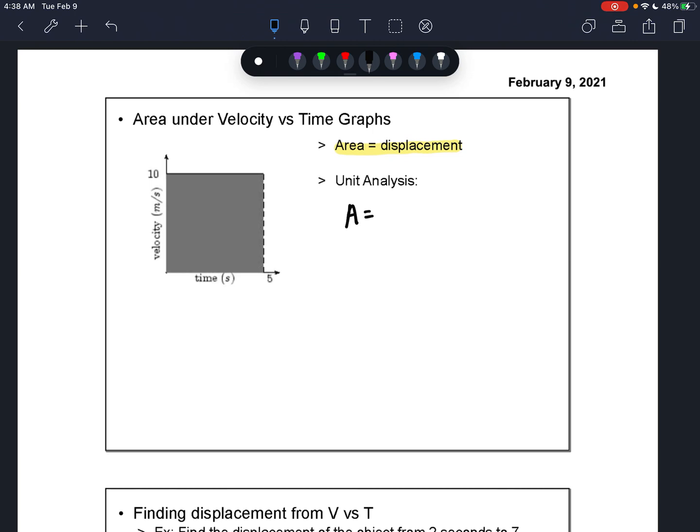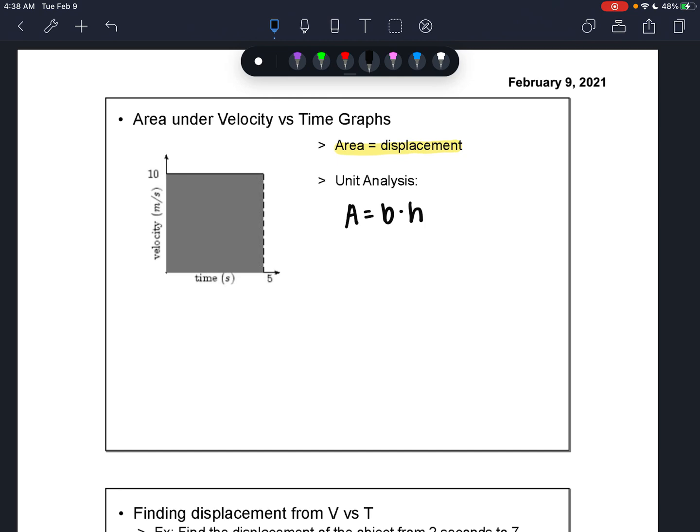So I've got this nice block right here because my velocity is flat. It's staying at 10 meters per second for 5 seconds. So my area makes this nice square shape. I'm doing my best to draw a nice neat square. It wasn't perfect, so I'm going to erase it. Anyway, a square gets its area calculated by doing base times height.